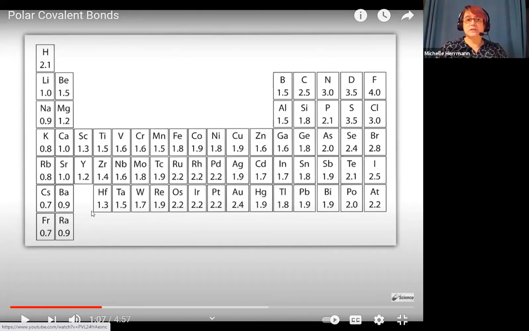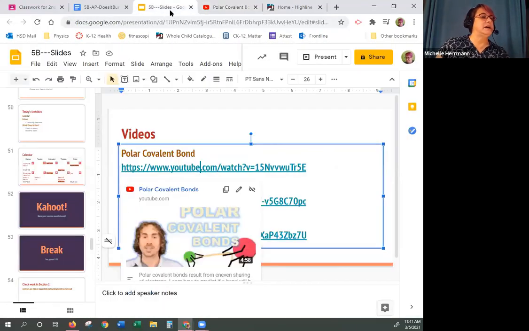You can watch the rest of this on your own, but what I mostly want to do is let you know that there's always this pull, that one is going to pull more than the other. So I'm going to come back to my slides so we can take a look.